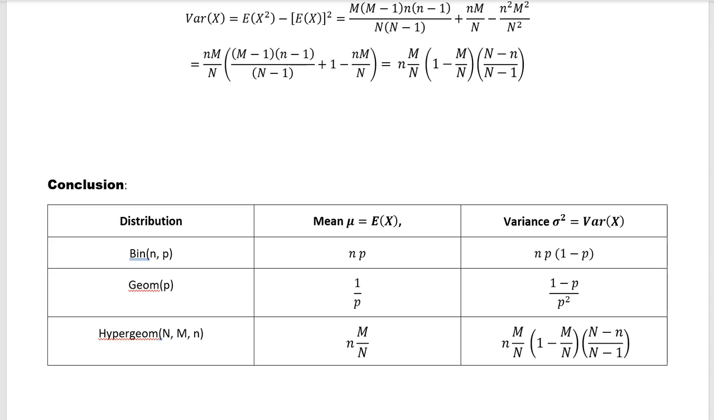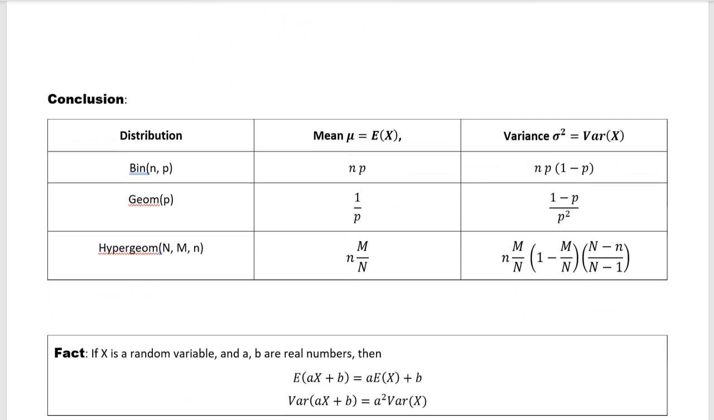Alright, conclusion. So we have learned the 3 discrete distributions, and here are the formulas for the mean and the variance. So you don't need to memorize the formulas, because this table will be provided in the exam. Okay, so let's continue.